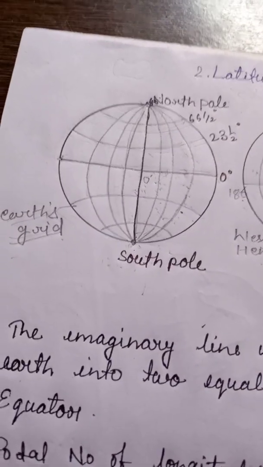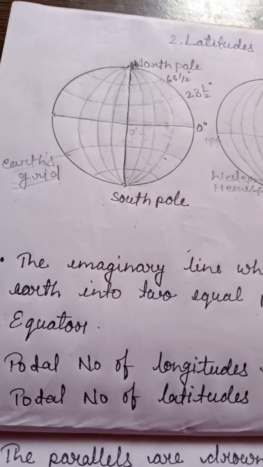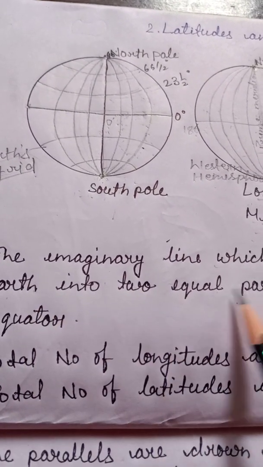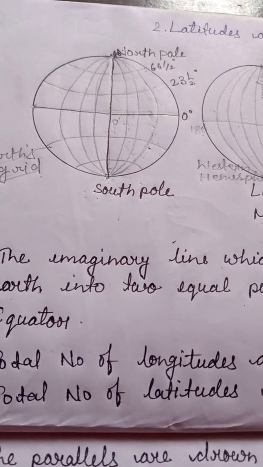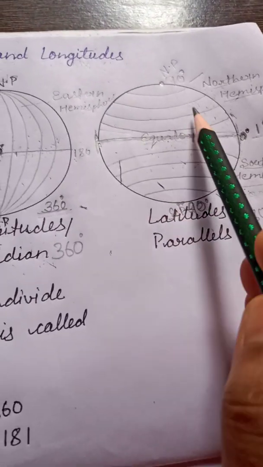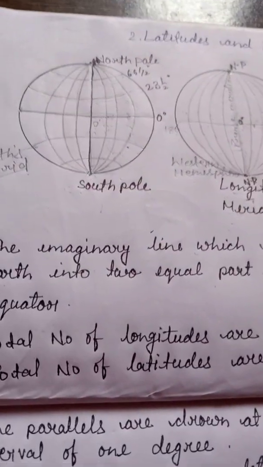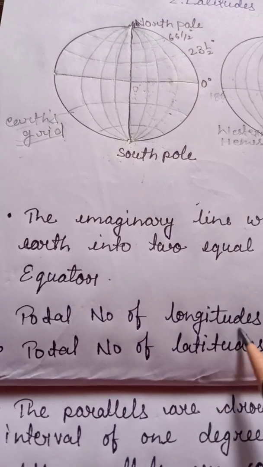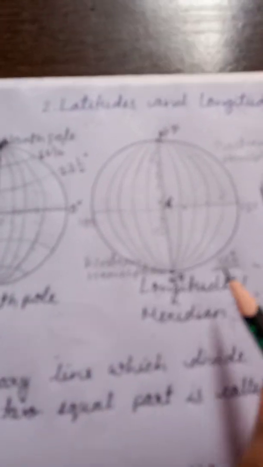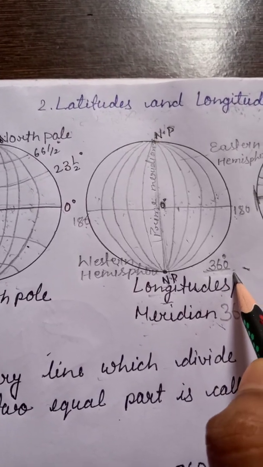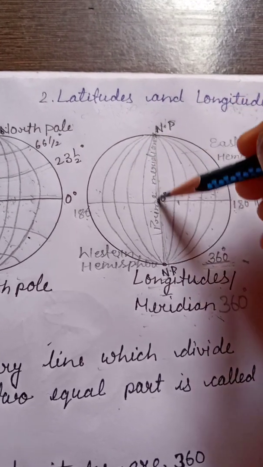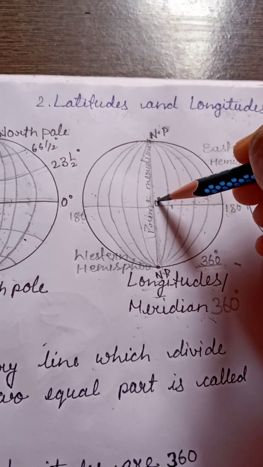Then come to the next. The imaginary line which divides the earth into 2 equal parts is called the equator. As I told you, the equator divides the earth into 2 equal parts, the northern hemisphere and the southern hemisphere. The total number of longitudes is 360, and the prime meridian is the important longitudinal line. It is found on the 0 degree.